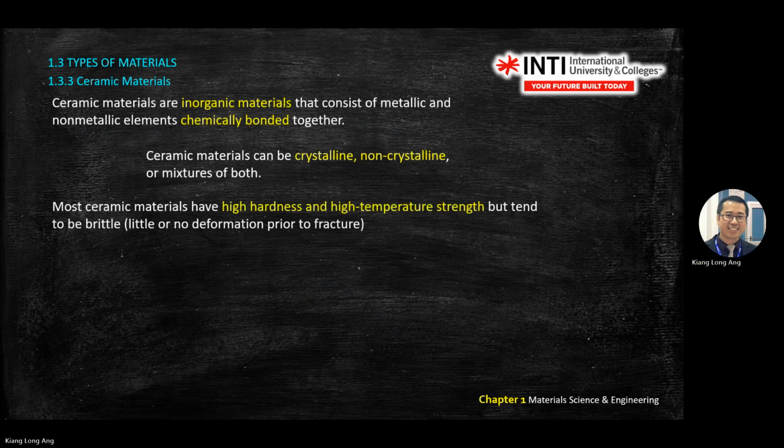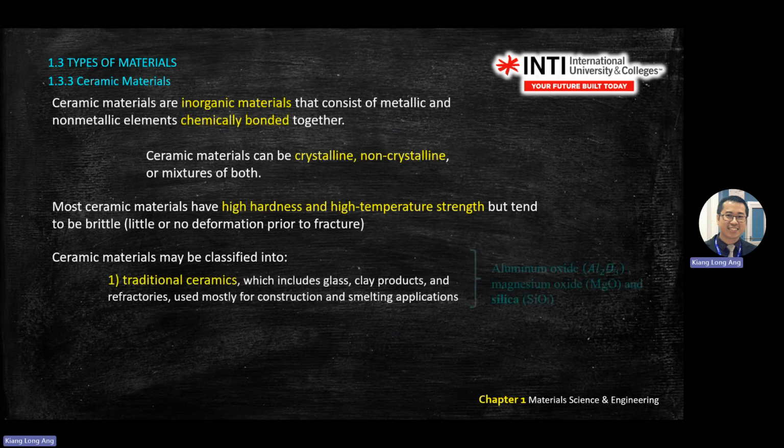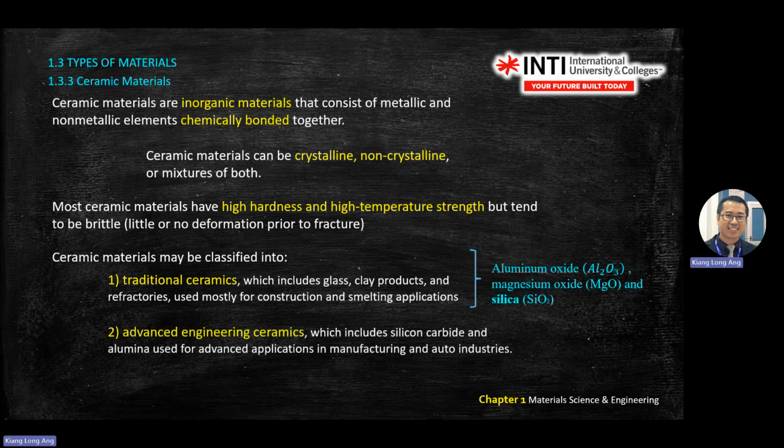Okay, so the rest you read. Hardness: they have a high hardness. They can withstand high temperature, but they are brittle. They're not very good in compressive stress or force. So there are two types of ceramic. Traditional is the one where you look at the clay products, and nowadays we are going into advanced engineering ceramics that are used in manufacturing and also in medical already.